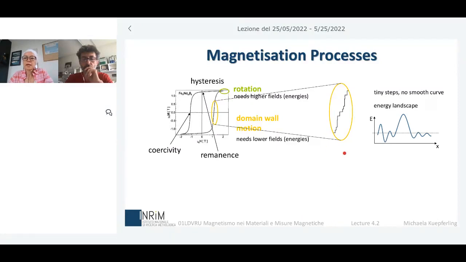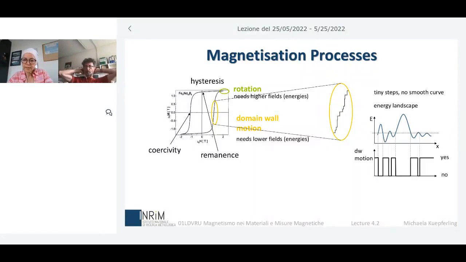These steps are related instead to the energy landscape that we have inside the material. So if we want to move a domain wall, then this domain wall has to overcome certain energy wells. And this energy well distribution, this energy landscape, can be rather complex. And this is, of course, also the reason why we see hysteresis. Now, this overcoming of energy wells is always an elementary element for having hysteresis.